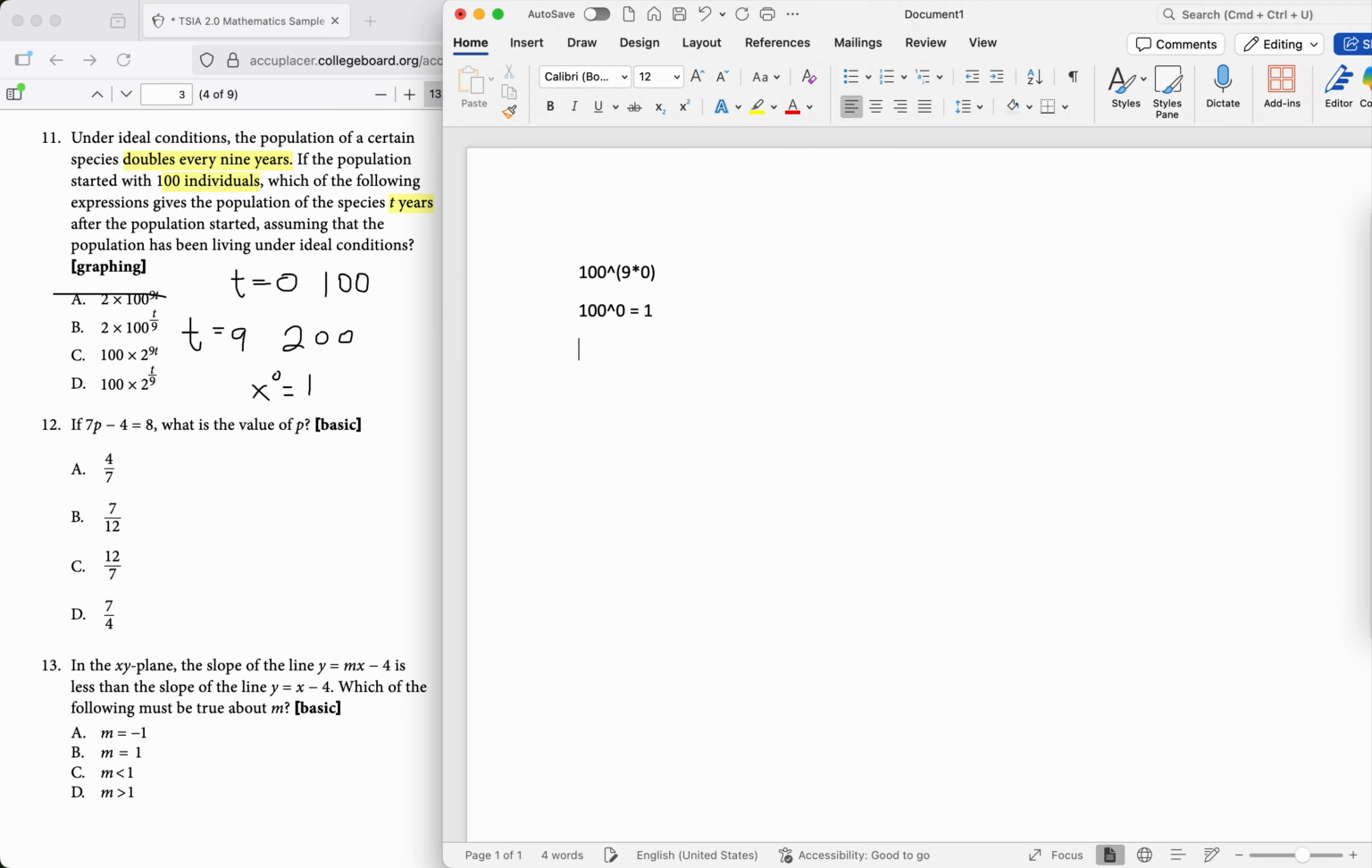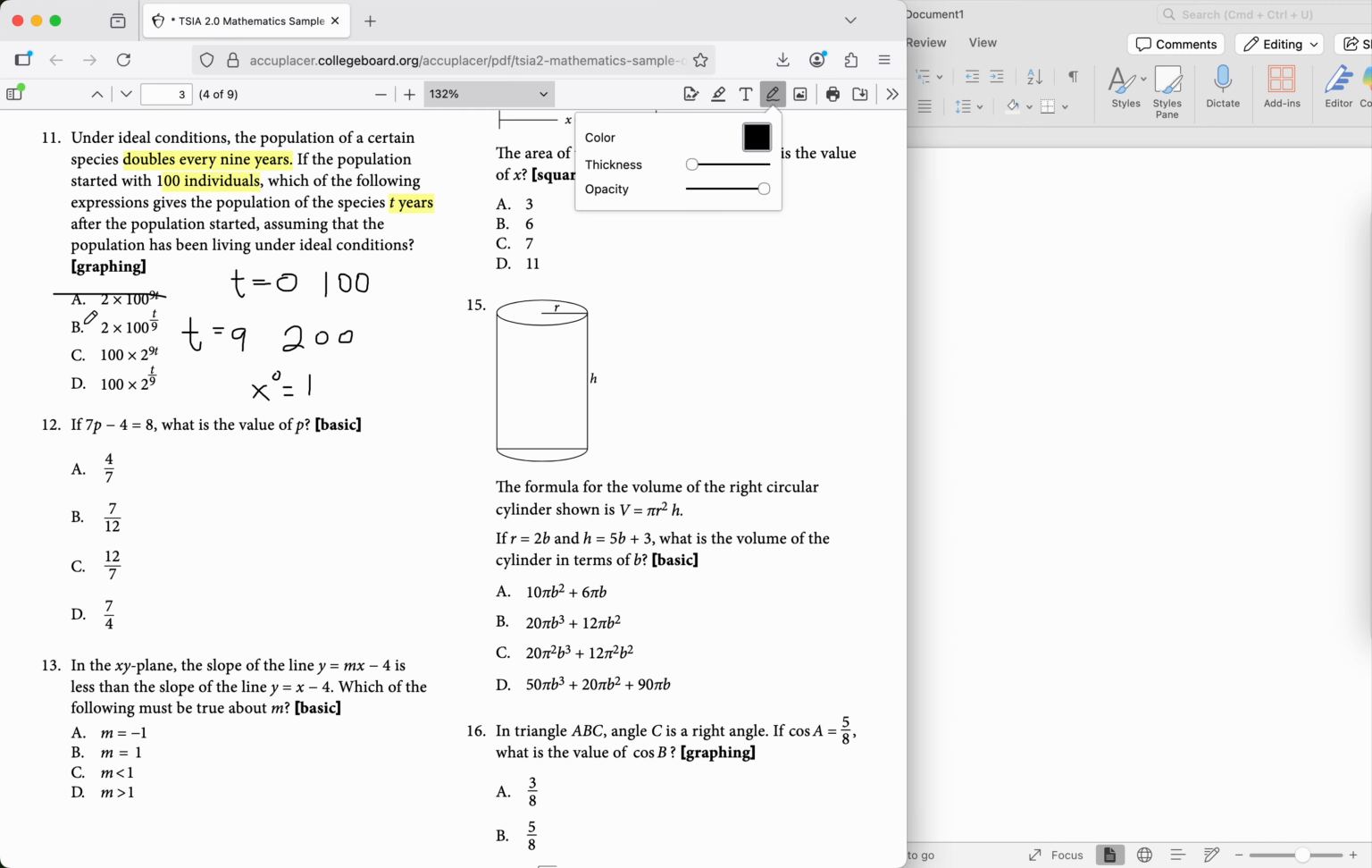Let's look at B. So B says 2 times 100 to the T over 9 power. And since T is 0, 0 over 9 is just 0, right? So we have 2 times 100 to the 0 power. And since that's just another way of saying 2 times 1, it can't be B. So we'll mark that out. So it's either C or D.